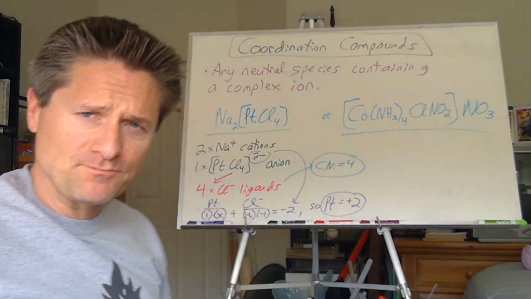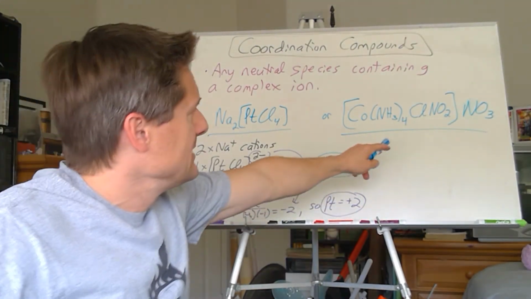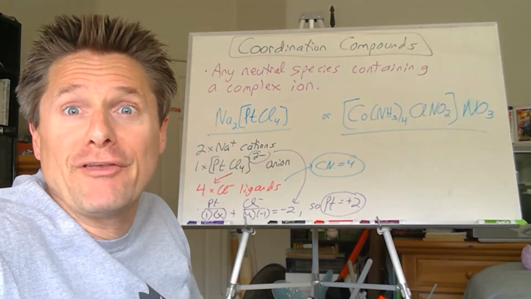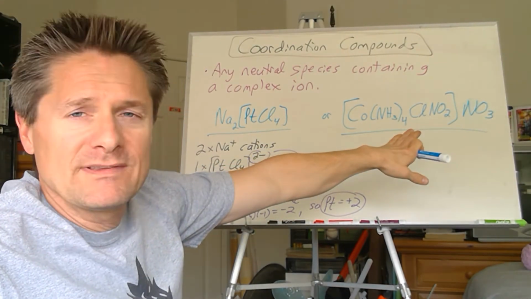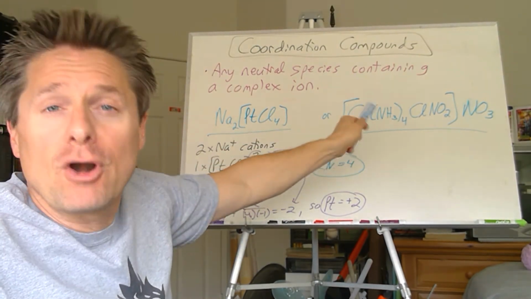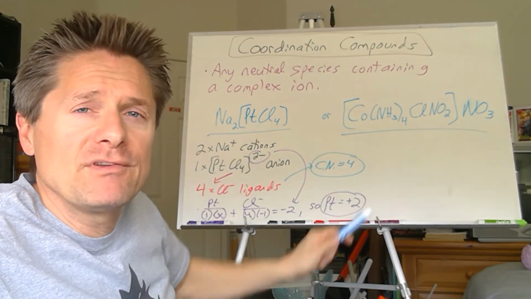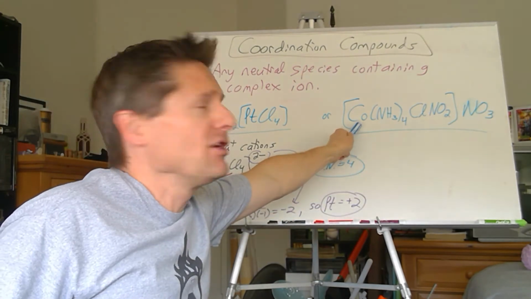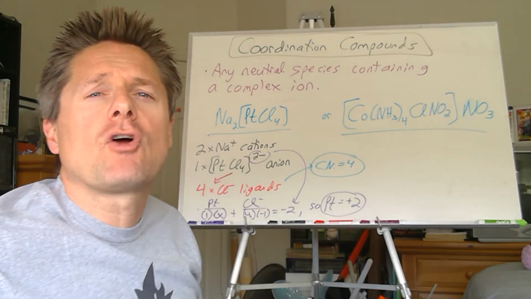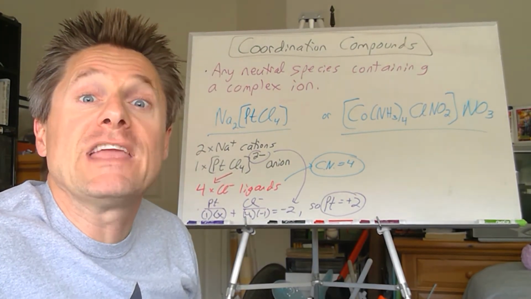So what I want you to do, I want you to pause your video, take a look at this one. It's a little more crazy. I want you to break it down into what's the complex ion, what's the counter ion, what's the charge on the complex ion, what are the different types of ligands, and are they monodentate or bidentate, what's the coordination number on that, and what's the charge or oxidation number on that cobalt. Give it a shot.